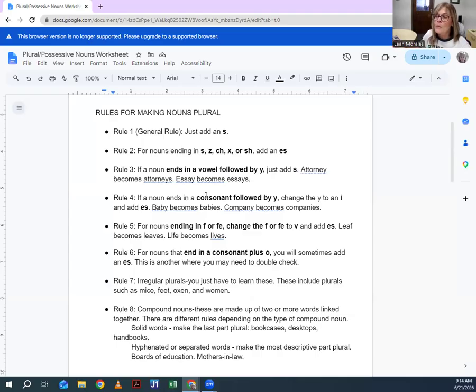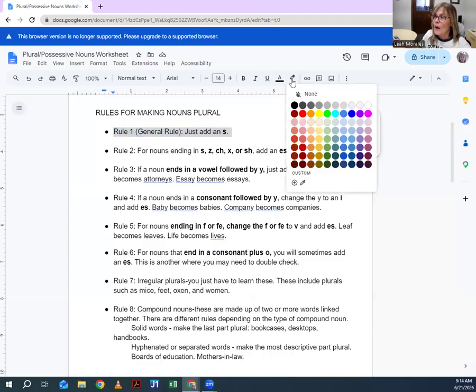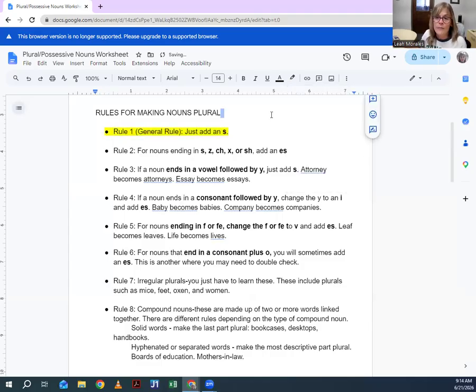Okay, rule number one. This is the general rule right here. Just add an S. It's great when that works. But now we move to rule number two. For nouns ending in S, Z, CH, X, or SH, you have to add an ES. You cannot just put an S after these letters or these chunks, right? You have to put an ES.